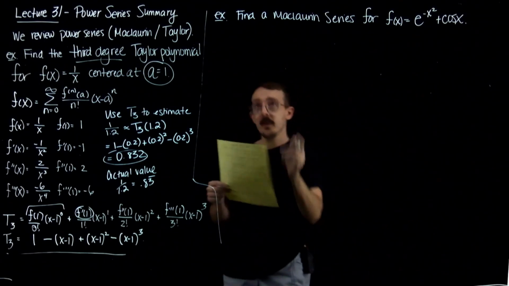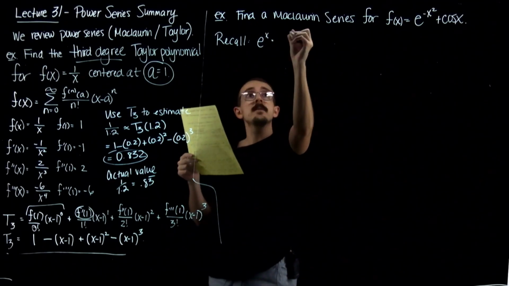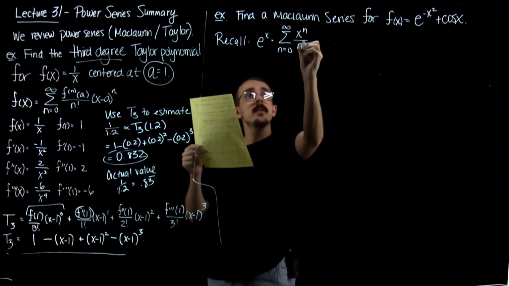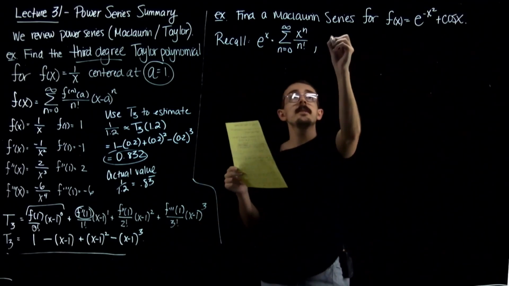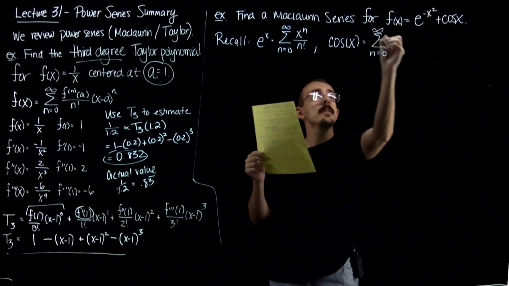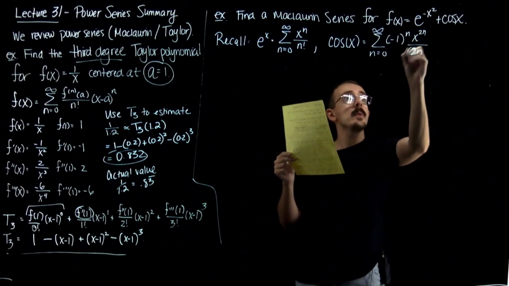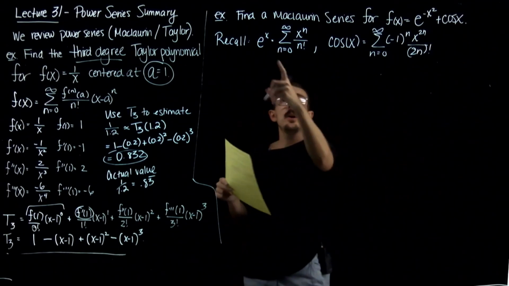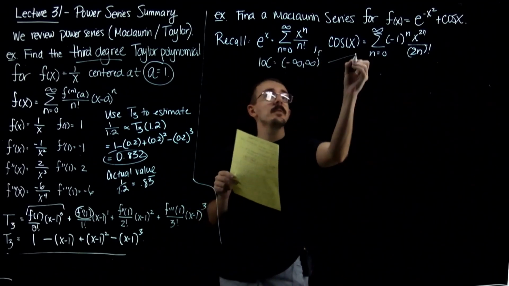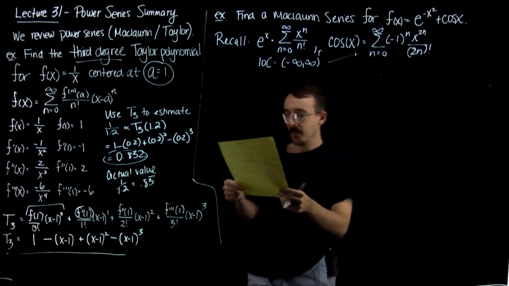cosine. So what I have to do is have you recall that e to the x, the Maclaurin series for that is summation n equals 0 to infinity of x to the n over n factorial, and then also cosine of x, that Maclaurin series is n equals 0 to infinity, negative 1 to the n, x to the 2n divided by 2n factorial. And both of these have an interval of convergence from negative infinity to infinity for x. So that's true for all values of real x. So both of them have the same interval of convergence.